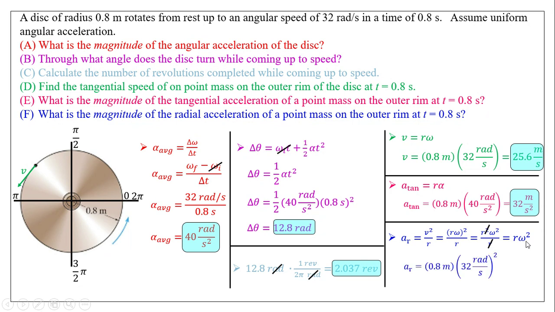Okay, r is given, omega we already know. R is 0.8, omega at 0.8 seconds once again is 32 rads per second, initially given. We're going to square that, and that will give you a value of about 819.2 meters per second squared. And this is magnitude, so I am done.